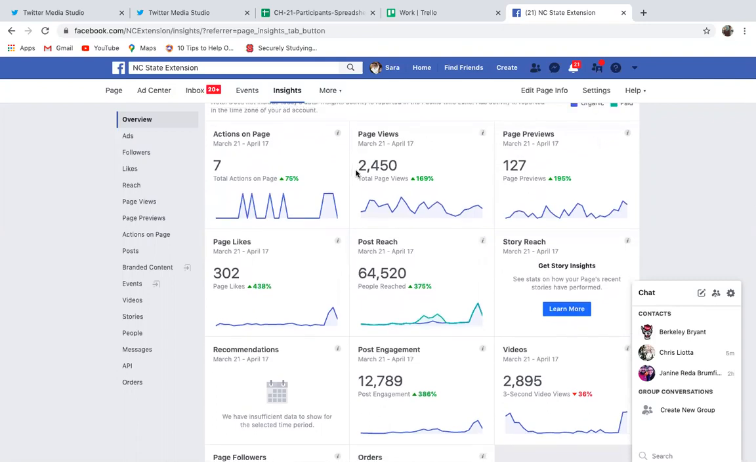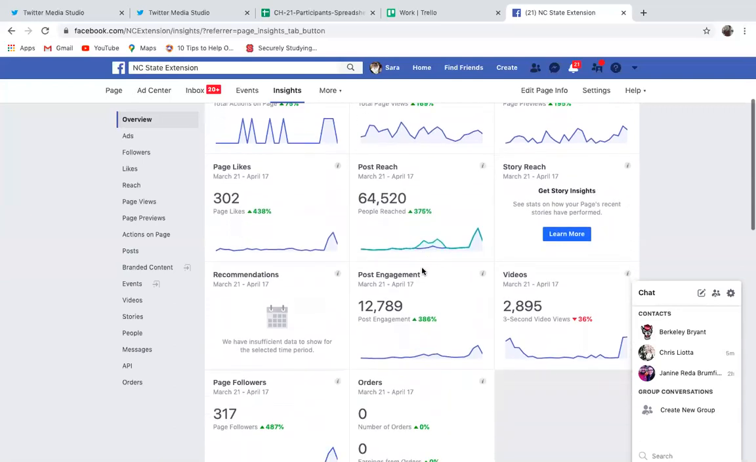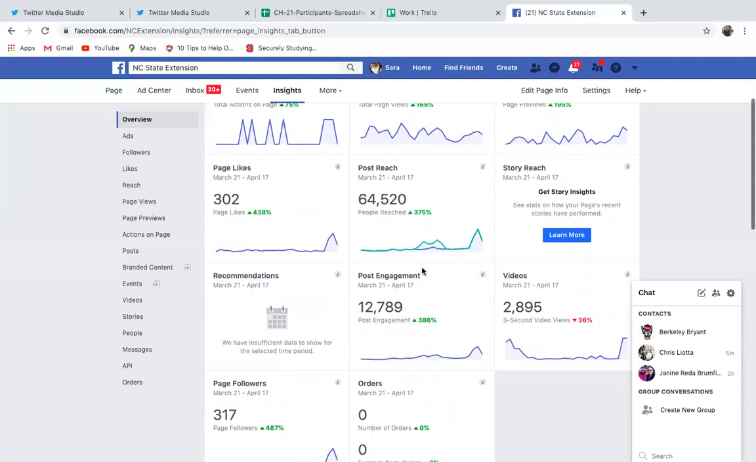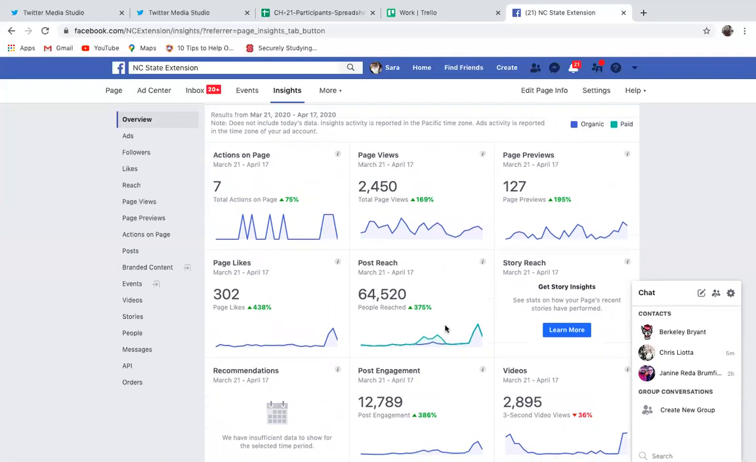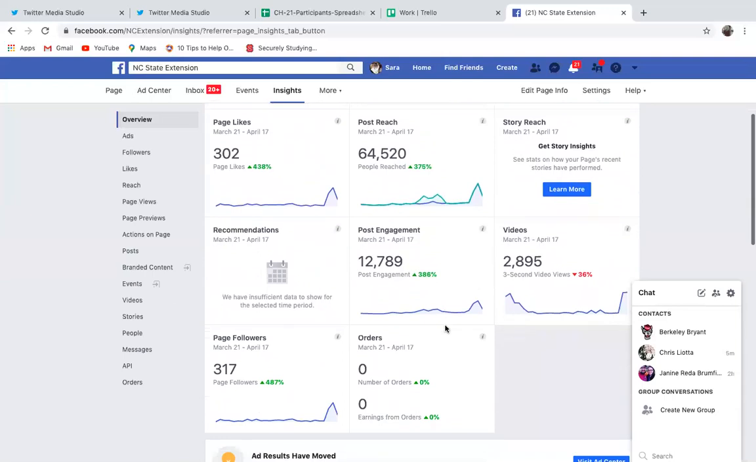And you can see the number of page views that we've had, the number of likes, reach. And the nice thing about this is that it'll show you how well you did compared to the previous period of 28 days. So for me, it's telling me we're up 438% in terms of likes, up 375% in terms of reach. So that way, when you're looking at these numbers, you get a really nice benchmark.